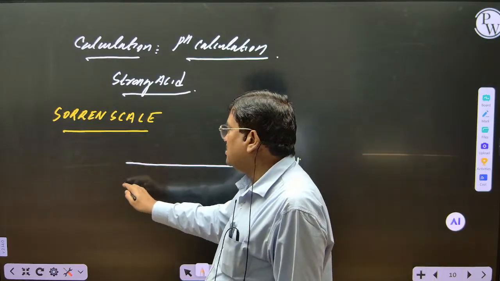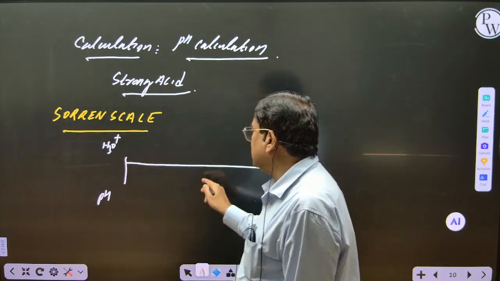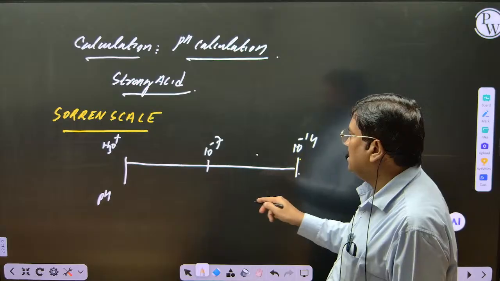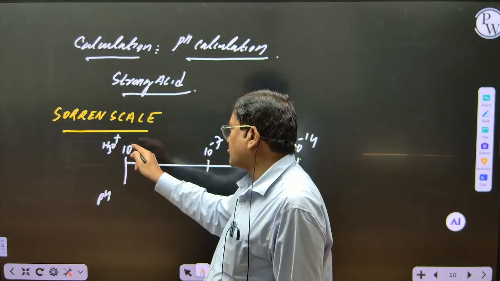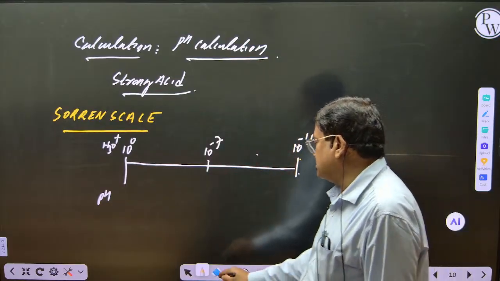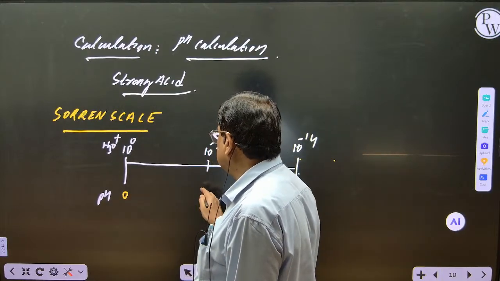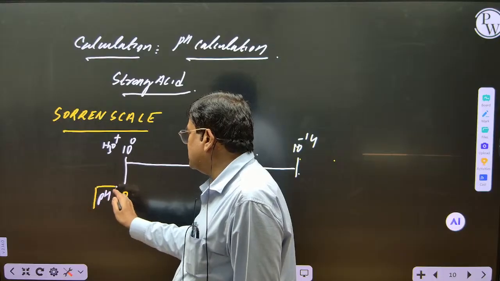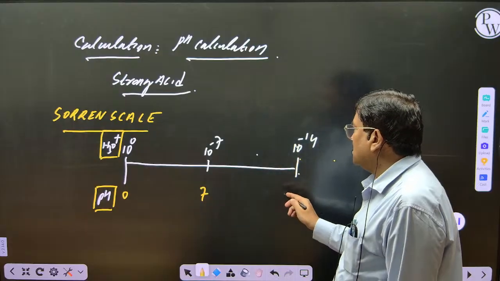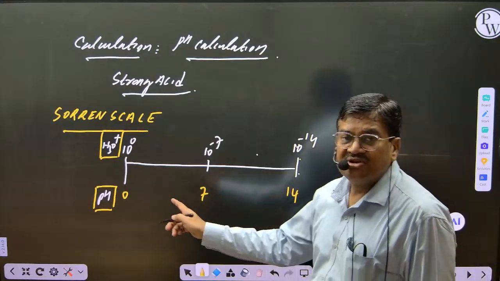The upper one is hydronium ion concentration. Below this is pH. See here it is 10 power minus 7. Here it is 10 power minus 14. Here it is 10 power 0. Now the value in terms of pH: for this it will be 0 and here pH will be 7. This is in terms of pH, students. The upper one is in terms of H plus ion concentration. So this is 14 it comes. So this scale is called the Sorensen scale.